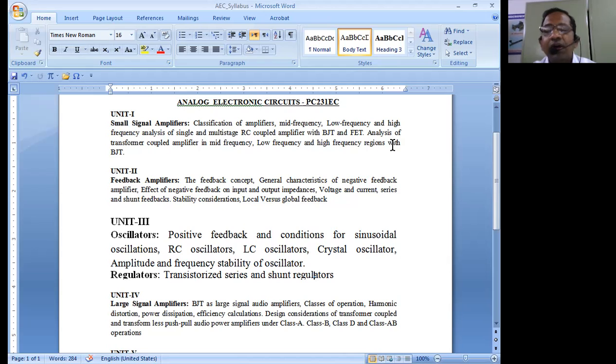So therefore, the first unit is a very, very important unit for all of us, because using it we are going to understand how to draw the AC equivalent circuit and how to analyze that particular circuit to get the parameters of the amplifier circuit. That is why the first unit is so important.